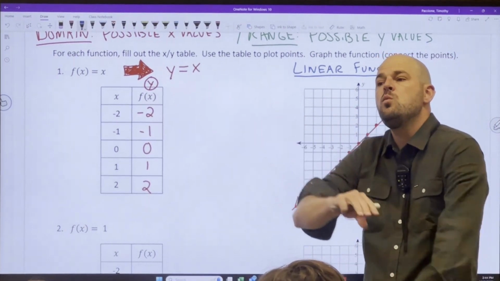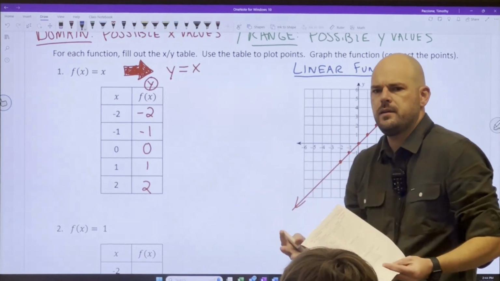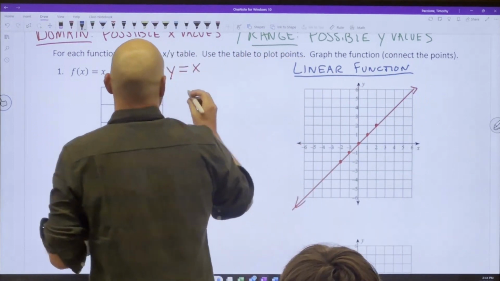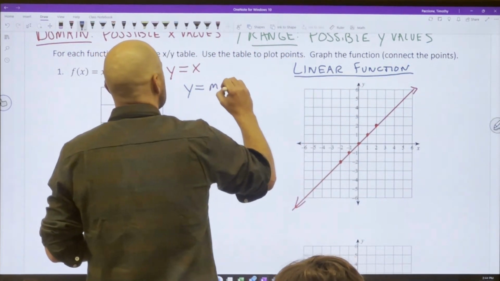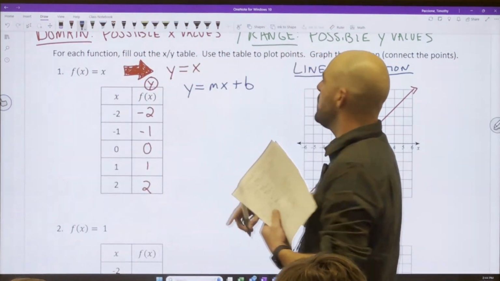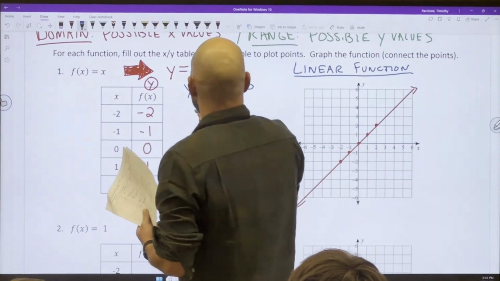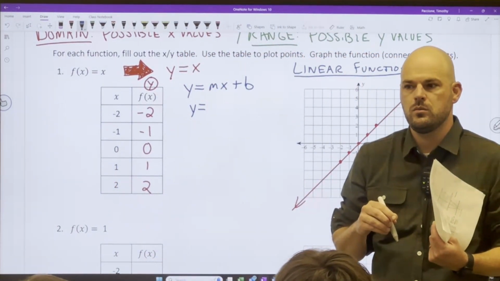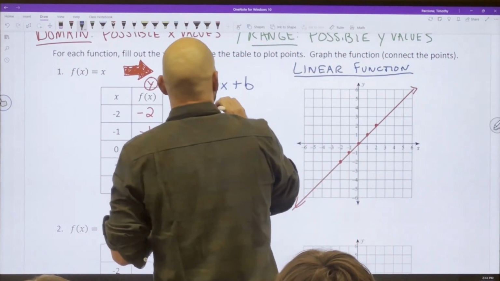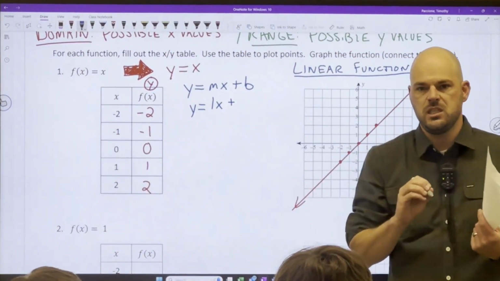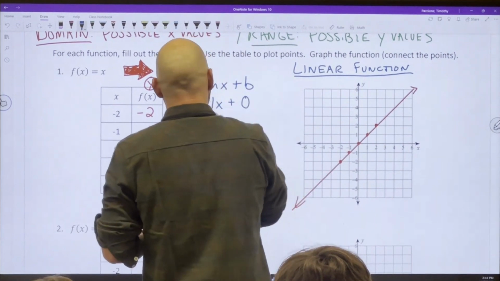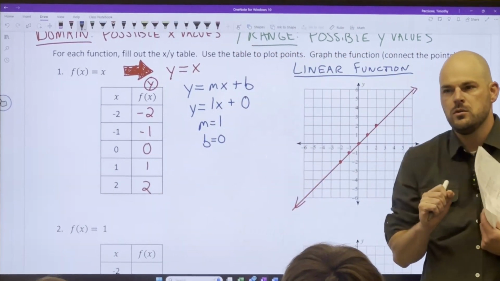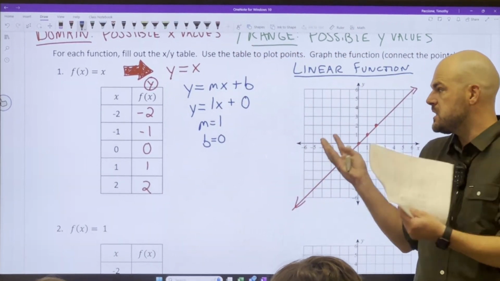And here's why. What do we usually talk about? How do we usually write our lines? What's the most common way? y = mx + b, slope intercept, right? Well, let's break down our m and our b for this one. y equals, well, what's in front of the x? 1x. And then what do I add to it? 0, right? So my m is 1 and my b is 0, right in the middle of the graph. You can't get simpler than that. That's why it's the simplest form of a line.